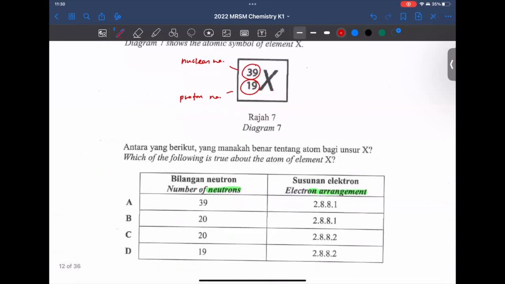So it's either B or C. And then the number of protons is equivalent to the number of electrons also. So you got 19 electrons. So the electron arrangement should be 2.8.8.1. So therefore, I think the answer is most likely B.